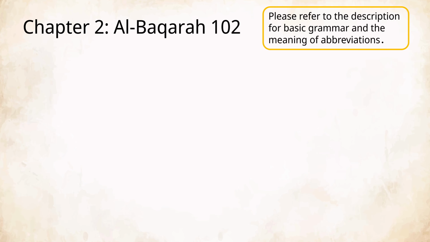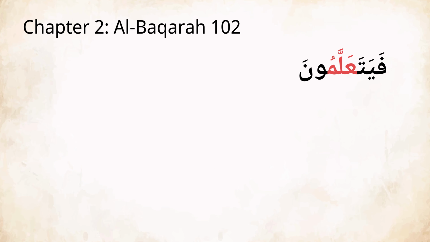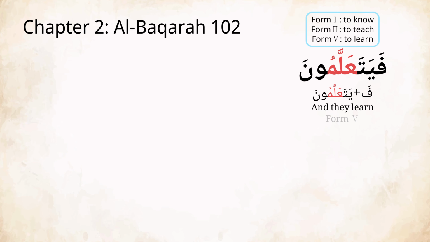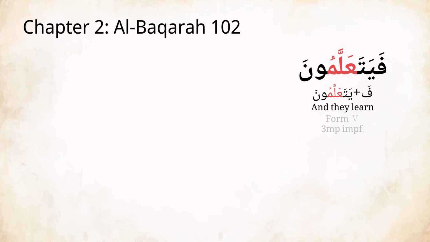Now let's go through it together. Our first word is فَيَتَعَلَّمُونَ, which is fa plus يَتَعَلَّمُونَ, meaning and they learn. Ta prefix and the shatta on the second radical indicate form 5 verb. So now we know 3 verbs from the root ain, lam, mim. Form 1 verb means to know. Form 2 means to teach, and Form 5 means to learn, all of which are related to the idea of knowledge. And يَتَعَلَّمُونَ is 3MP imperfect verb as indicated by the ya prefix and una ending.